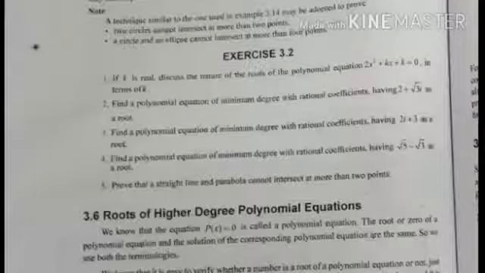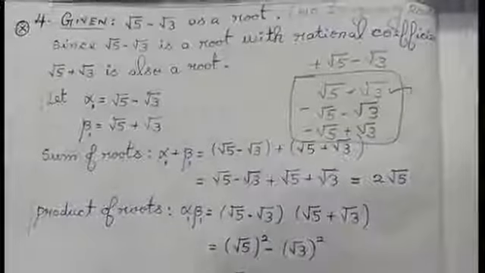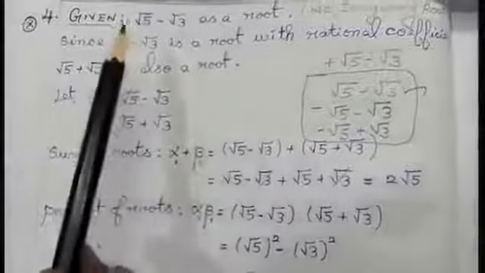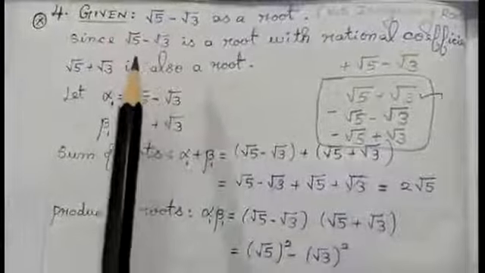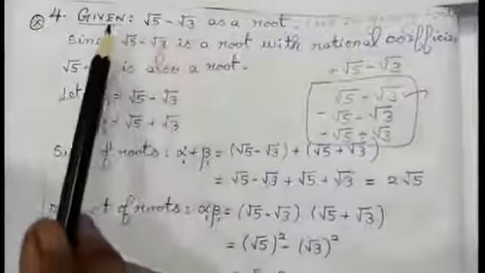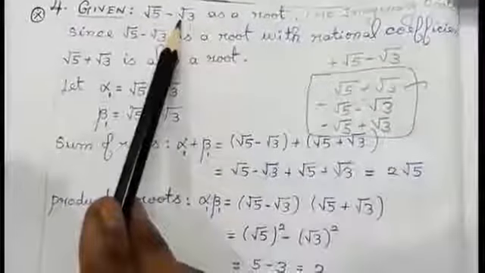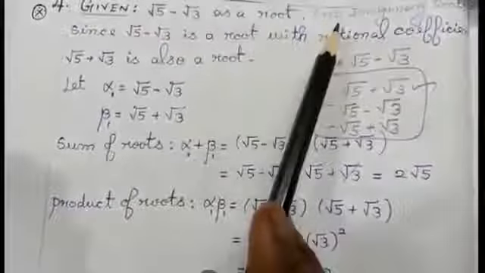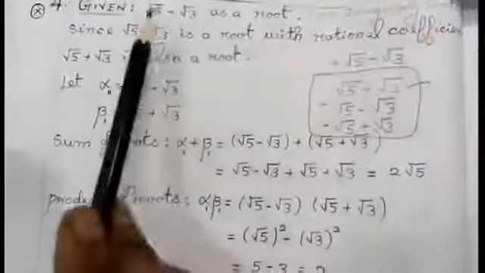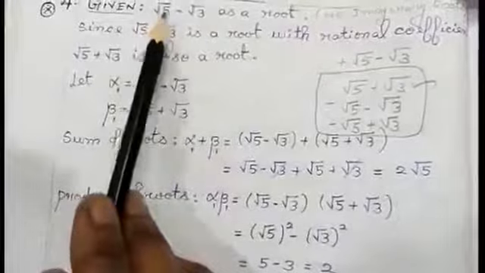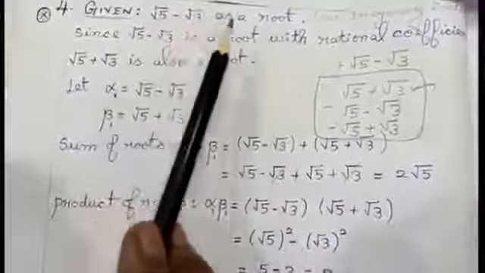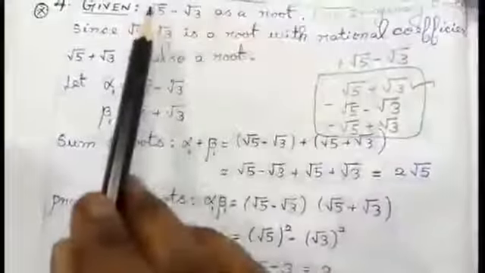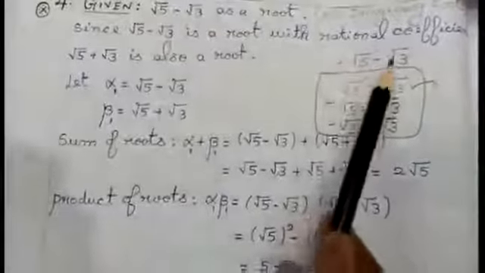Having root 5 minus root 3 as a root. Exercise 3.2, fourth sum. They have given you this; we just saw the theorem. According to the theorem condition, we are going to do this sum, students. Given root 5 minus root 3 as a root. We do not have imaginary parts here. I have root 5 minus root 3 as a root. Now just see here, plus root 5 minus root 3 is given.